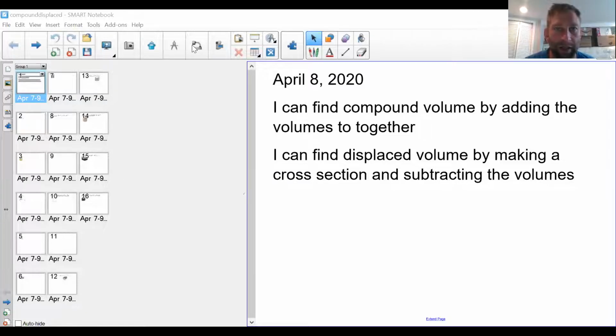Hello, it is Friday, April 10th, even though this lesson will cover Friday, April 10th and Monday, April 13th. We are going to find compound volume by adding the volumes together and find displaced volume by making a cross-section and subtracting the volume. So let's talk about what compound volume is.